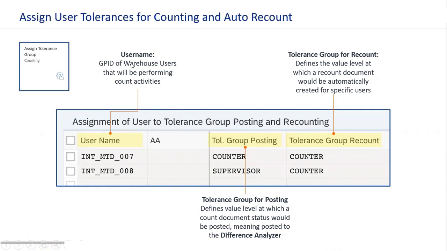So this just shows you how people are set up in the HR mini master and what their tolerance groups are. So in username, that would be our GPIDs. That would be our tolerance group for posting, and then that would be the tolerance group for a recount. Because you can imagine you would want it set. So if somebody does a count and it's like 2 eaches on a card, you wouldn't want to start generating recount documents for that. So that's where the tolerance levels will come in.